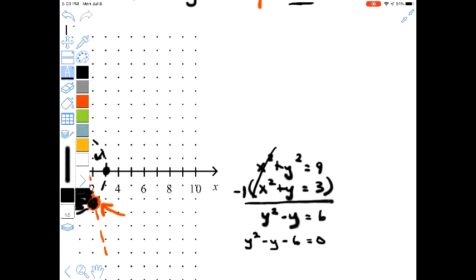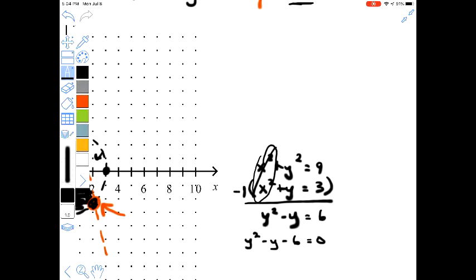So answer me this question. Why did the elimination method work on this one? Because the terms were already alike. Because we had like terms, x squared and x squared. What if, here's a hypothetical, that bottom equation were linear and it was x plus y equals 3? You'd have to do substitution. Everybody hear that?